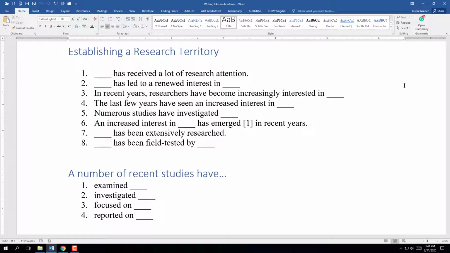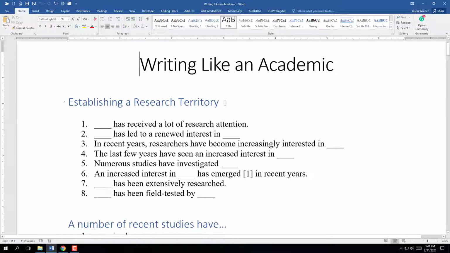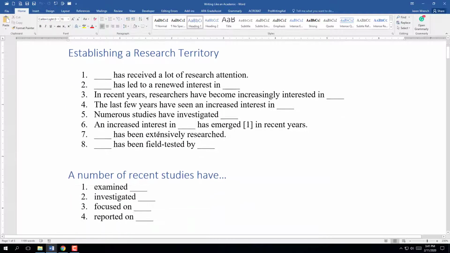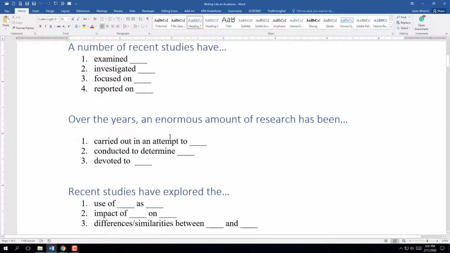And so what he did is he looked through all of the literature and put together a list of how we phrase things. And so this is kind of a good way of thinking about it, because this lets you see how we transition things and what types of things you want to look like. Like, how do we establish a research territory? It's like "blank has received a lot of research attention," or "blank has led to a renewed interest in blank." And you can kind of go through here. I'm not going to read all of these to you.